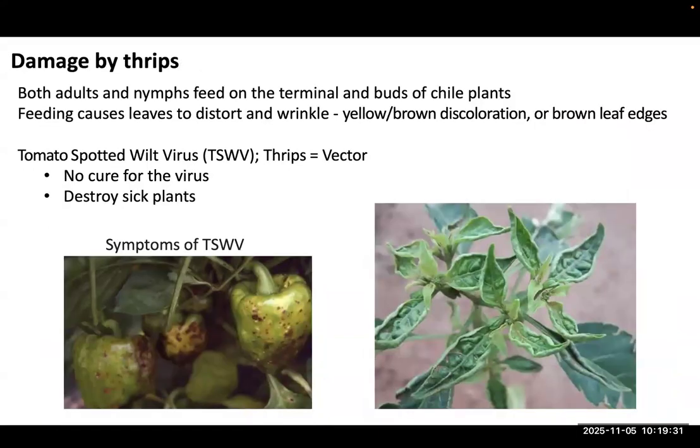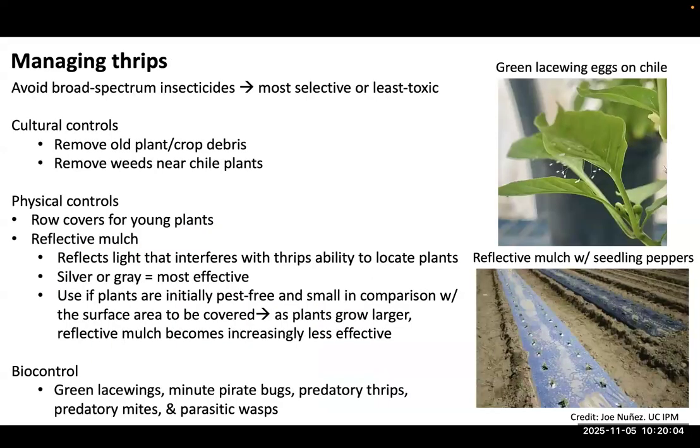All right, damage by thrips. It's problematic. They feed on the terminals and buds of chili plants. They cause leaves to distort and wrinkle, leading to discoloration and browning of leaf edges. Unfortunately, these guys can also vector tomato spotted wilt virus, and it's really frustrating because there's no cure for sick plants. You have to destroy those plants, and you can't compost them. You just have to remove them. Sorry, that's not very scientific, but it's not a good thing to have.